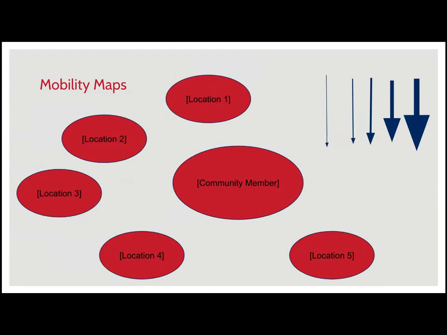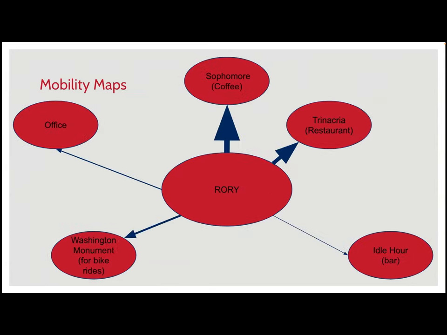Ooh, a little slow. So here's basically what it'll look like. You'll have the community member in the middle, and you'll have these four locations around the piece of paper, and then these arrows to the right. You can see that they're different widths and lengths. They'll be connected to these locations based off of what I just described. So here's an example for me. I'll just take you through this really quick.